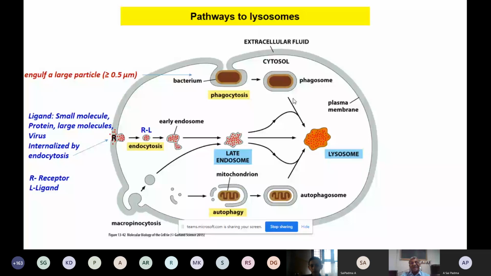In addition, you have autophagy within the cell, where organelles like the mitochondria can be degraded through the process of autophagosome formation, and this degradation again takes place through the lysosomal enzymes that are present. Next slide, please.